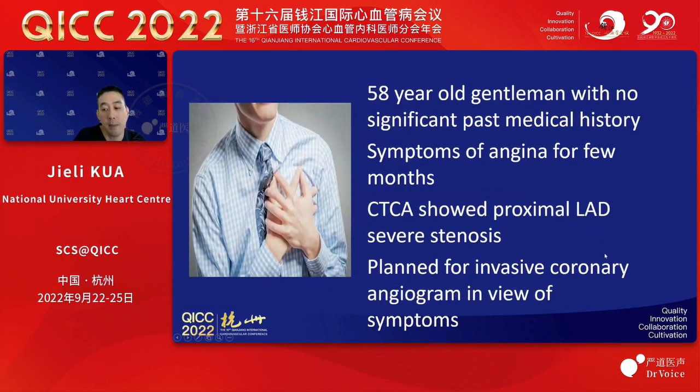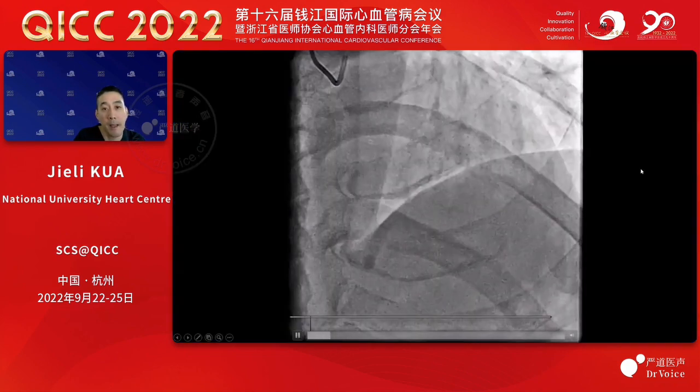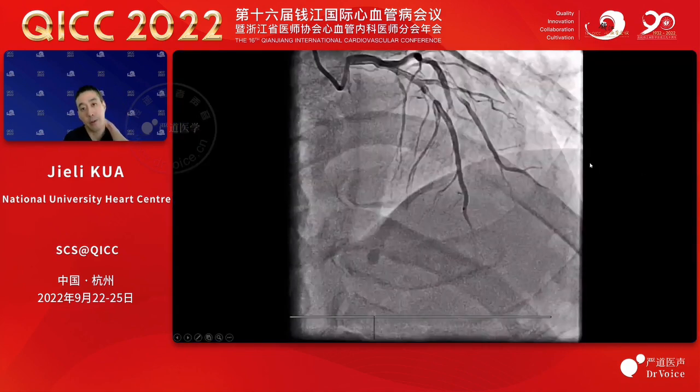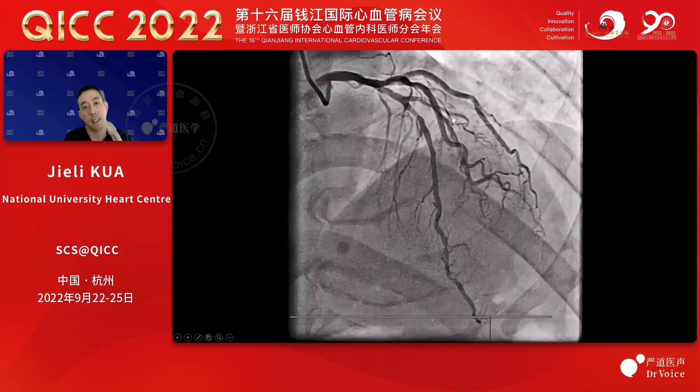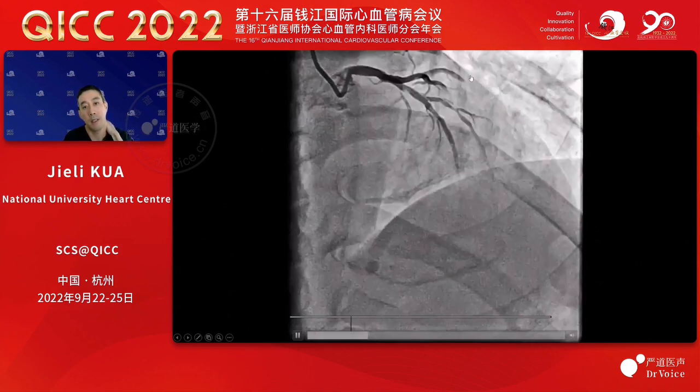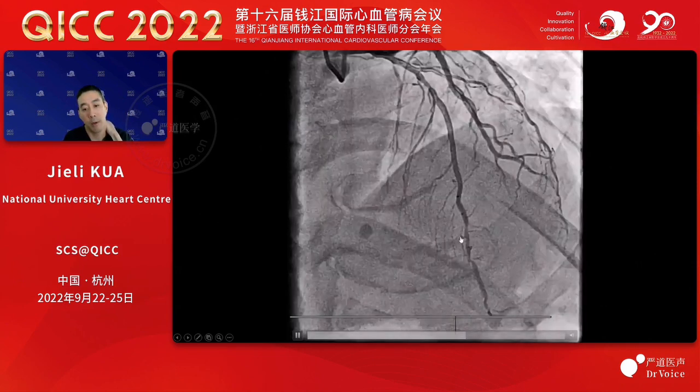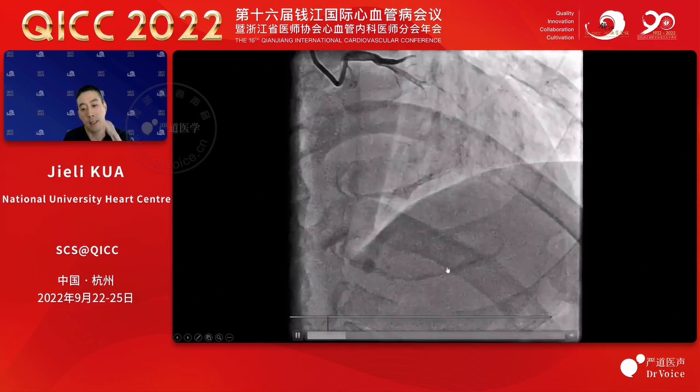Okay, so this brings me to my patient today. He's a 58-year-old gentleman who had symptoms of angina for the past few months, and his CTCA showed proximal LAD severe stenosis. So he was planned for an invasive coronary angiogram in view of his symptoms. This is the AP cranial view. You can see an intermediate, about 60 to 70% stenosis in the proximal to mid LAD, and then more distally, there's this 60% stenosis here.